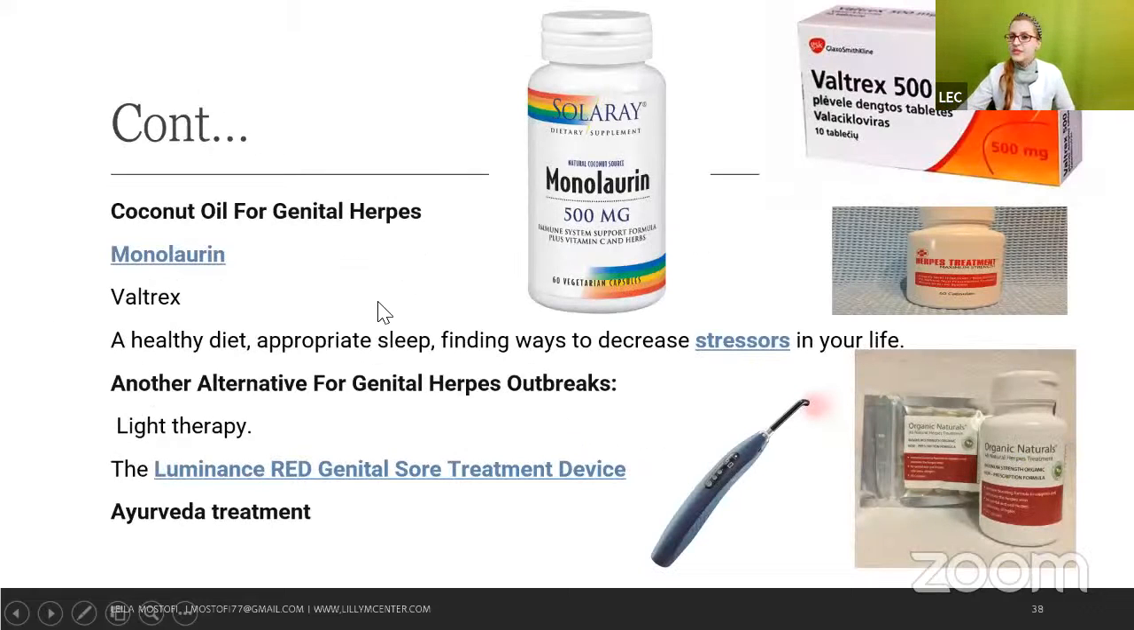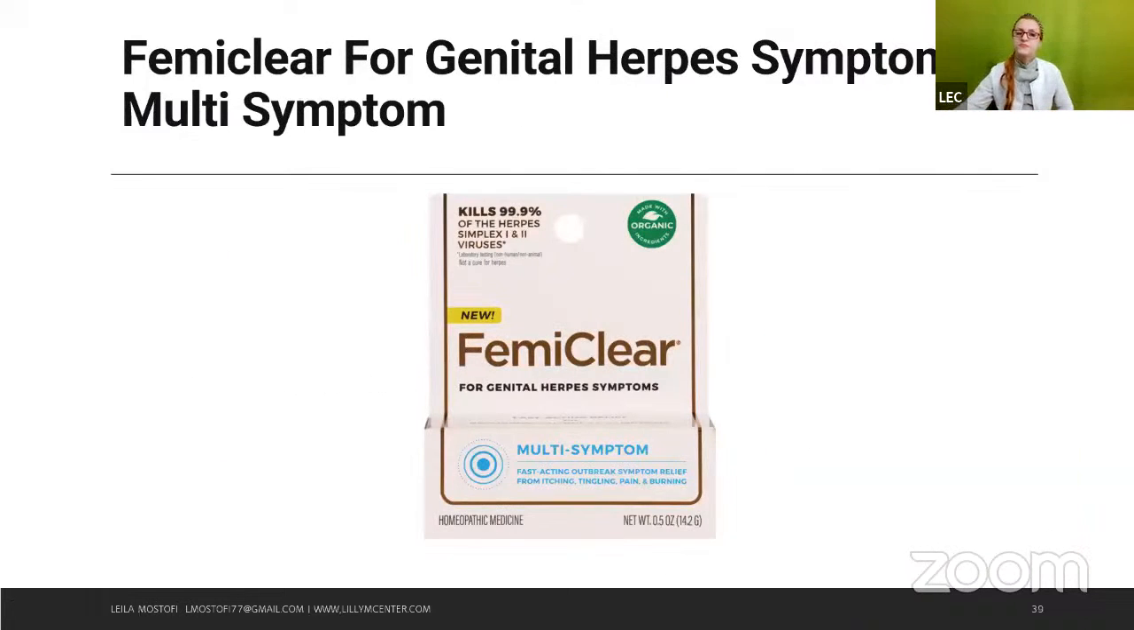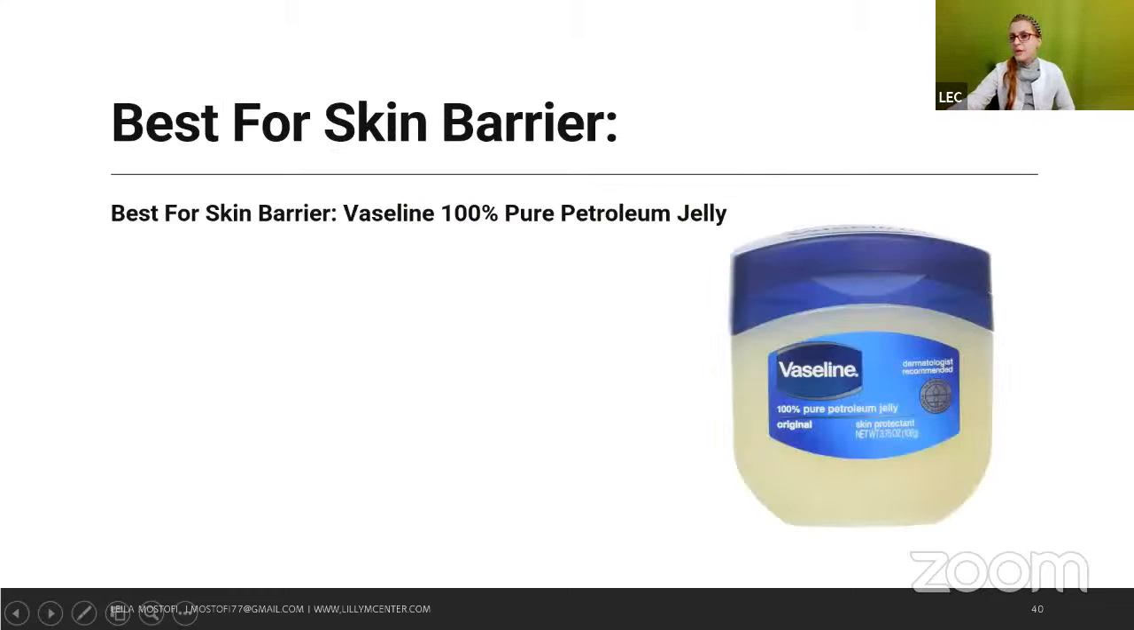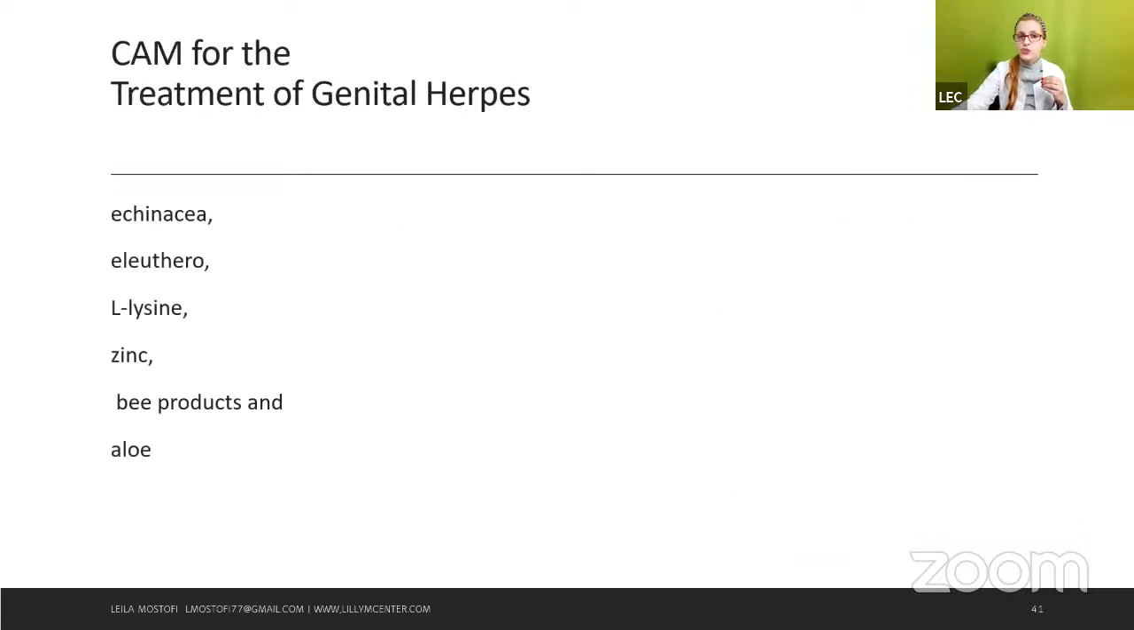And we have different CAM like coconut oil, Valtrex, healthy diet, appropriate sleep, finding ways to decrease stress in your life. Another alternative for genital herpes is light therapy, as you see here, the laminate genital sore treatment device, and Ayurveda treatment. And we have some topical ointments like Femiclear and some skin Vaseline for just making a little softness to the cold sores.